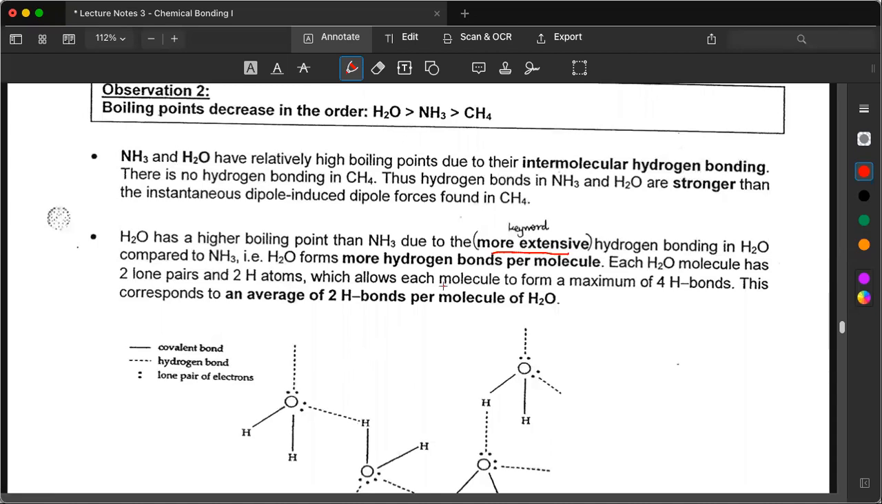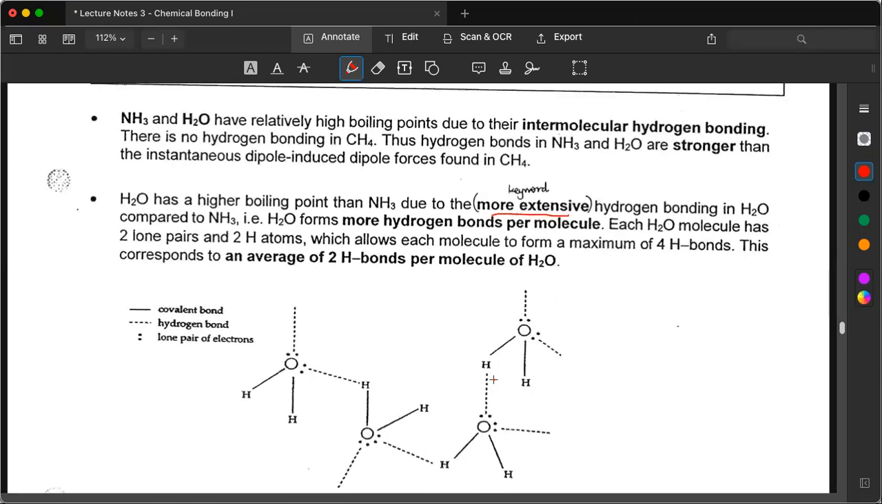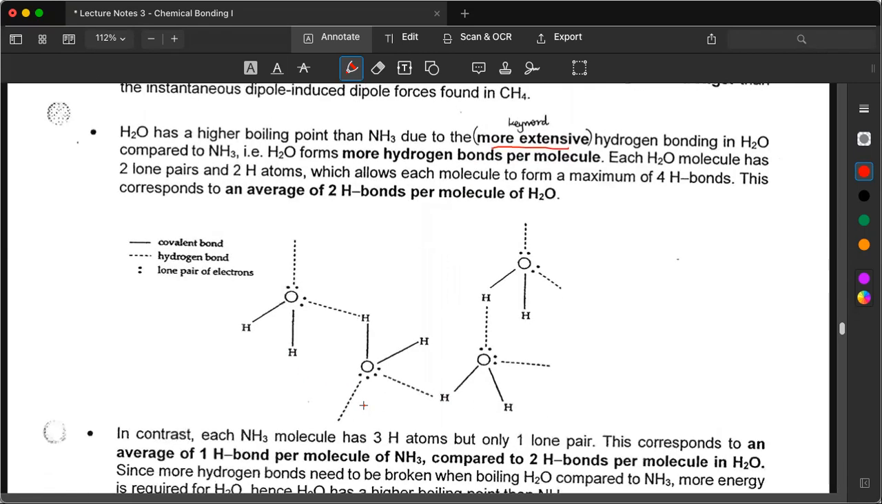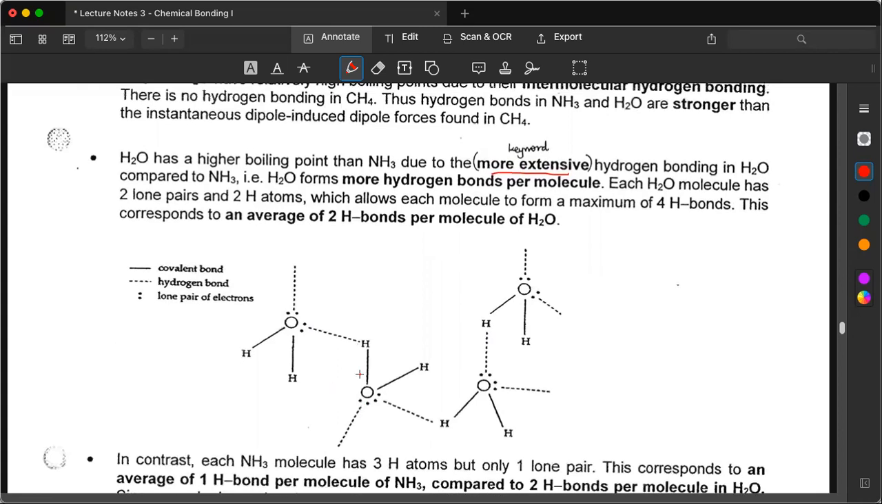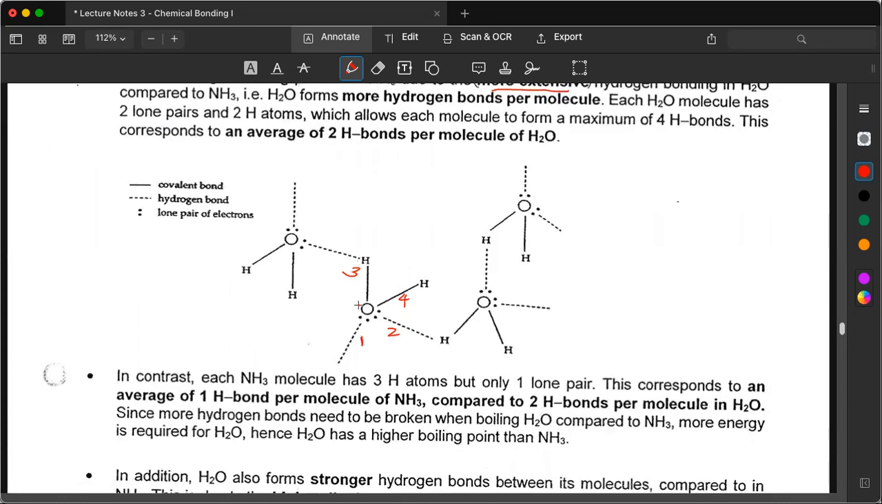H2O forms more hydrogen bonds because H2O has 2 lone pairs of electrons on oxygen and 2 hydrogens, which allow this molecule to form a maximum of 4 hydrogen bonds. Okay, so let's say for this molecule here, water, 1, 2, so this is the first one, second bond, then these 2 hydrogens can also form hydrogen bond. This one also can form another one. So maximum of 4 H bonds.